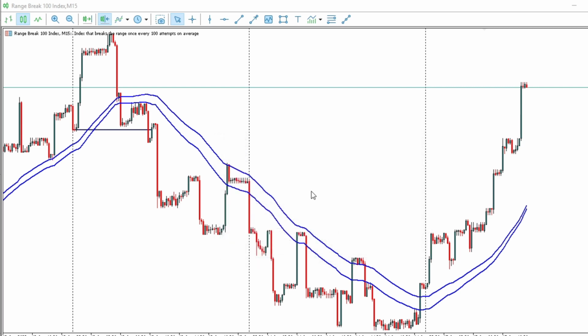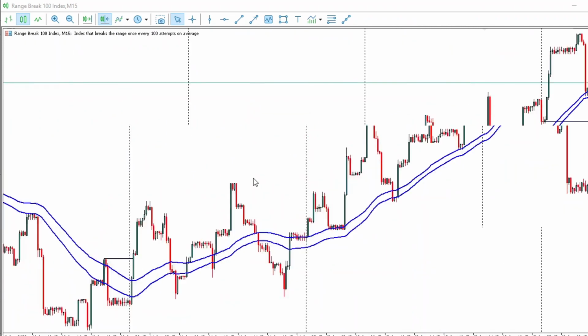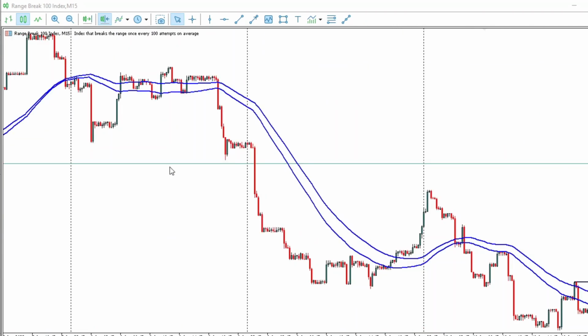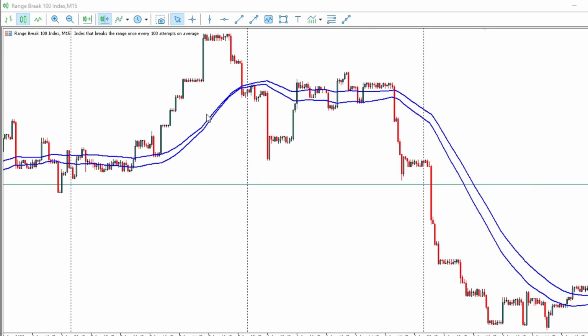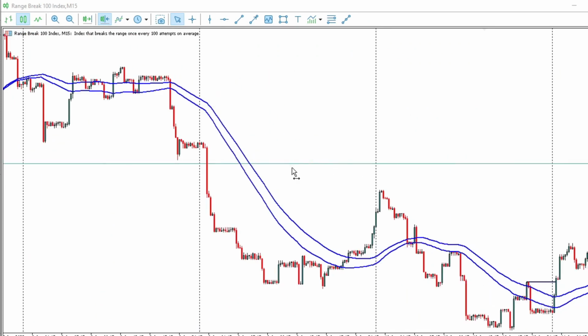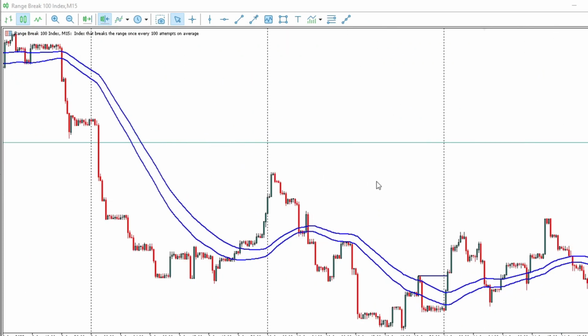We add it like that. When we add it like that, what we know is that they will never cross. They may get close to each other, but they will not cross.